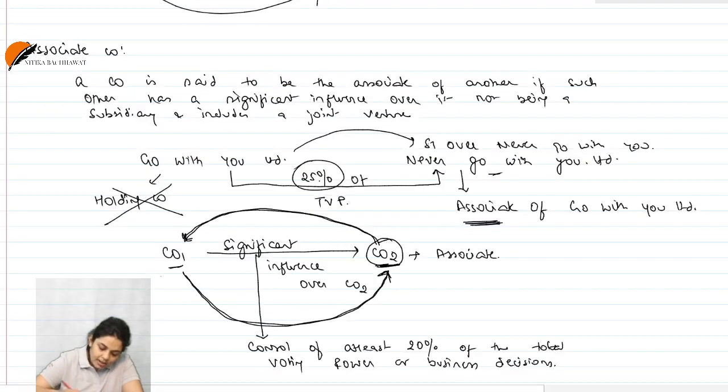Right? So a company is said to be the associate of another if such other has a significant influence over it. Clear? Not being a subsidiary. Now what does this mean? What does this mean, not being a subsidiary?